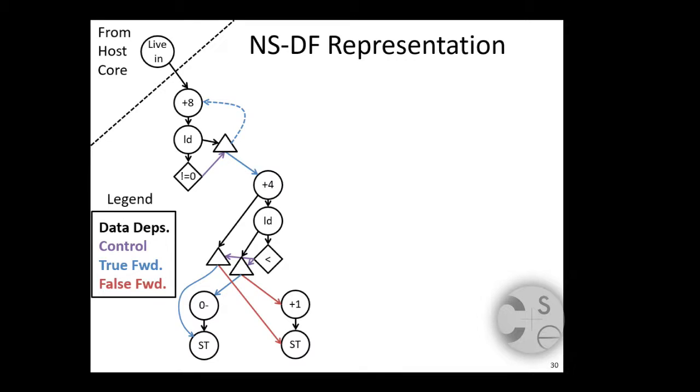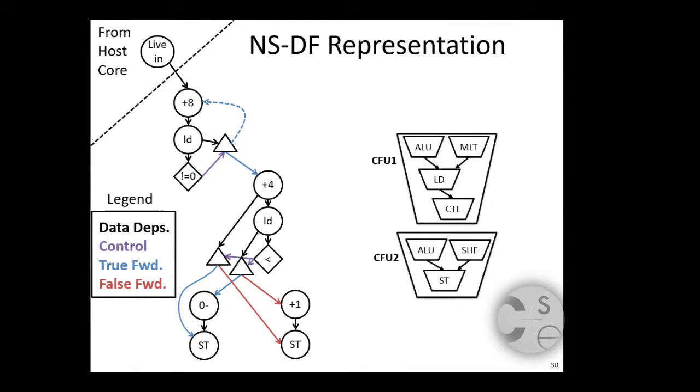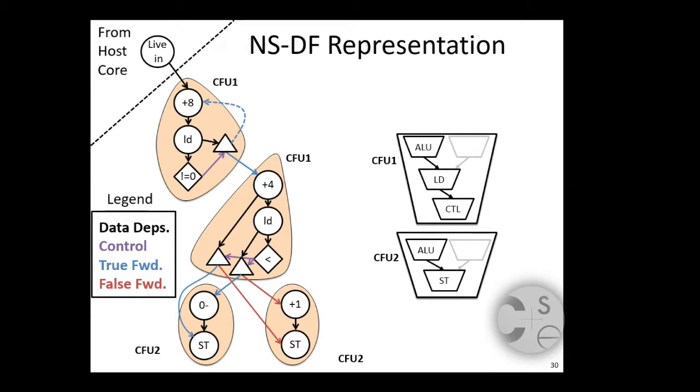The last step of the compilation is to map these down onto the compound functional units. So let's say I had these two compound functional units. And the technology that I use to do this mapping is the mathematical formulation that I mentioned at the beginning of the talk. But this is pretty simple. We can just do it by hand. So these sets of instructions will map down onto the first compound functional unit because they have an add, load, and control. And these two will map down onto the second functional unit because they have an ALU and then a store. So that's the entire NSDF representation.